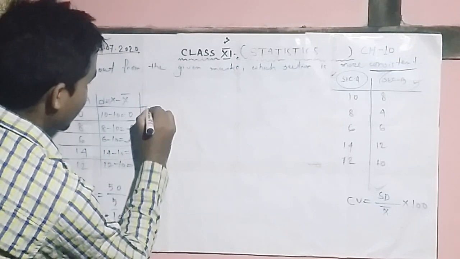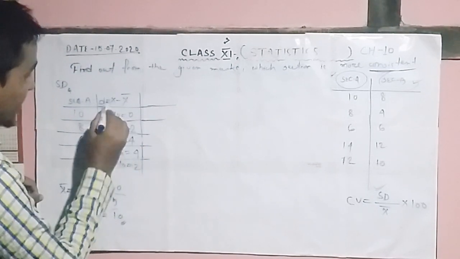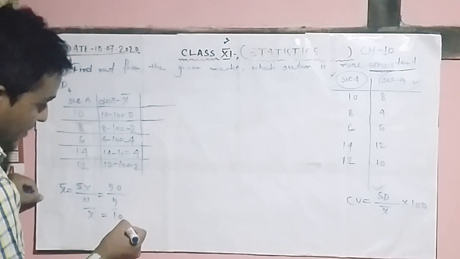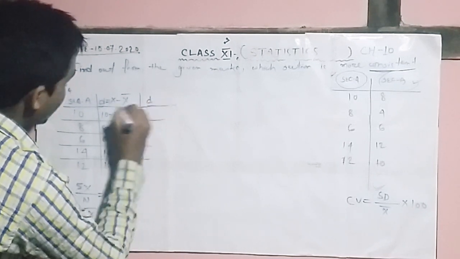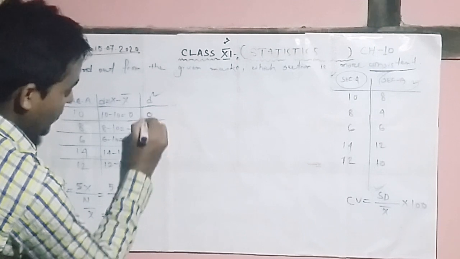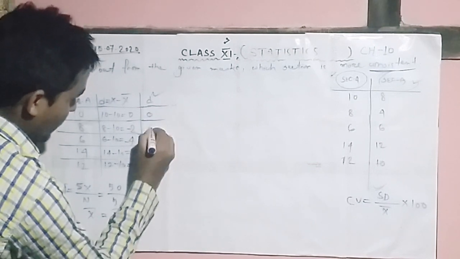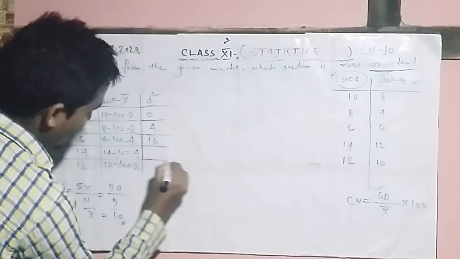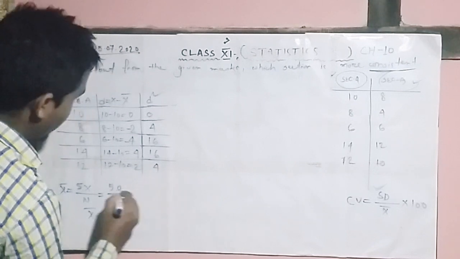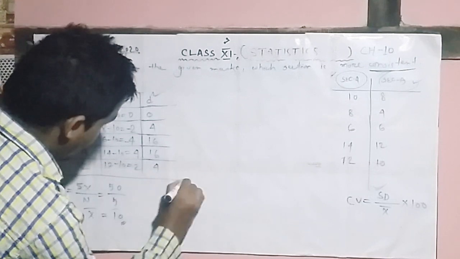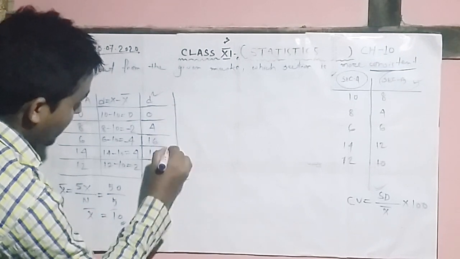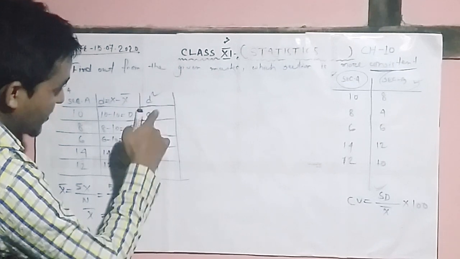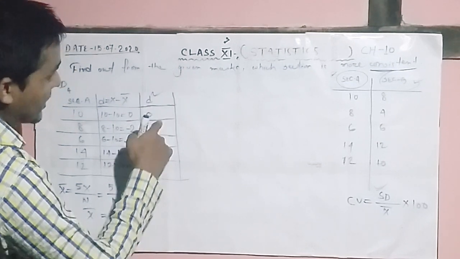Now we have to take the square of all deviations. The first student's deviation is what? 0, because his total mark is 10 and the average mark is also 10. So d square will be 0, and then 2 square will be 4, then 4 square will be 16, then also 16, then 4. Now the next thing we have to do is find the summation d square, that is the total of all these values.